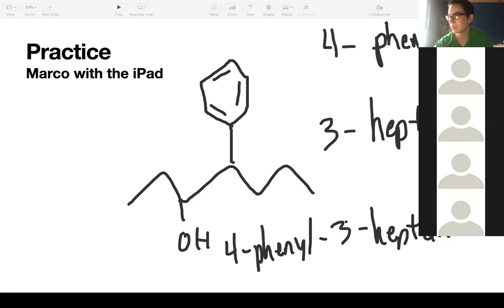Any questions? Yeah, like he went too fast. I got lost. Okay, yeah. So let's go and start with identifying the longest carbon chain. So in this case, our longest carbon chain is 1, 2.